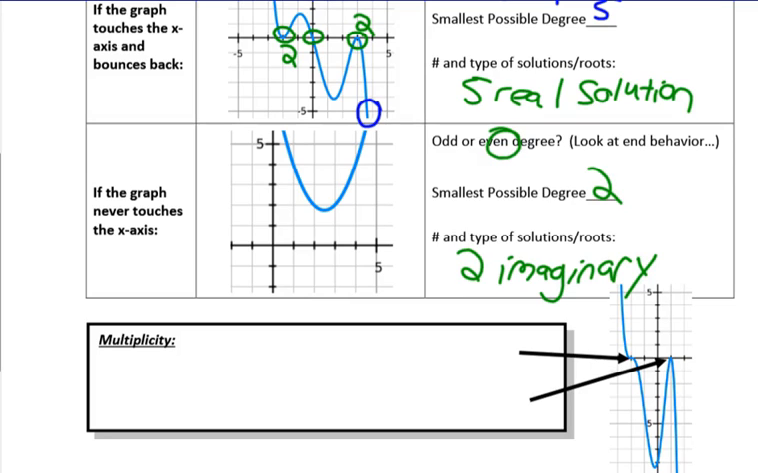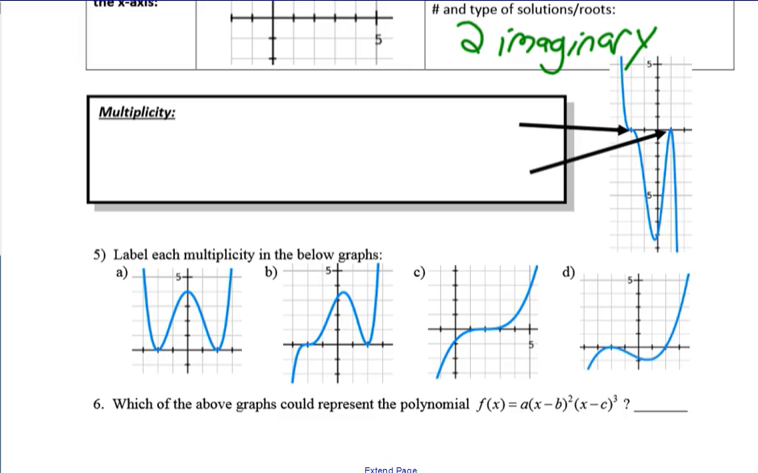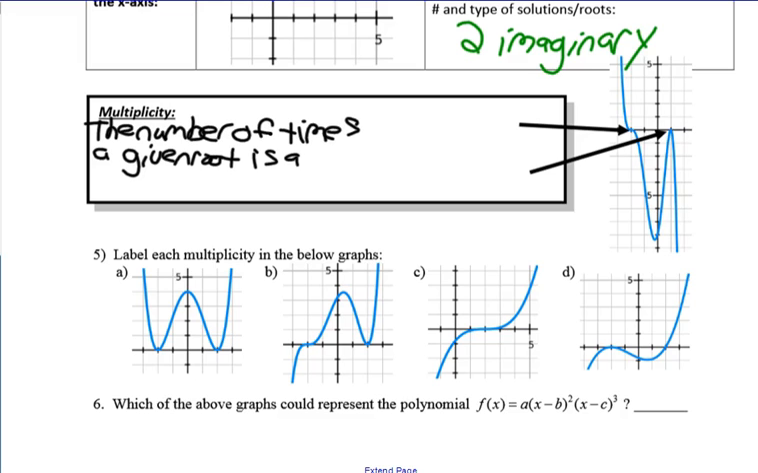How do we feel about that? All right. Multiplicity. So the multiplicity is what we were just talking about, the double roots. Formally, we're going to say that the multiplicity is the number of times a given root is a solution.